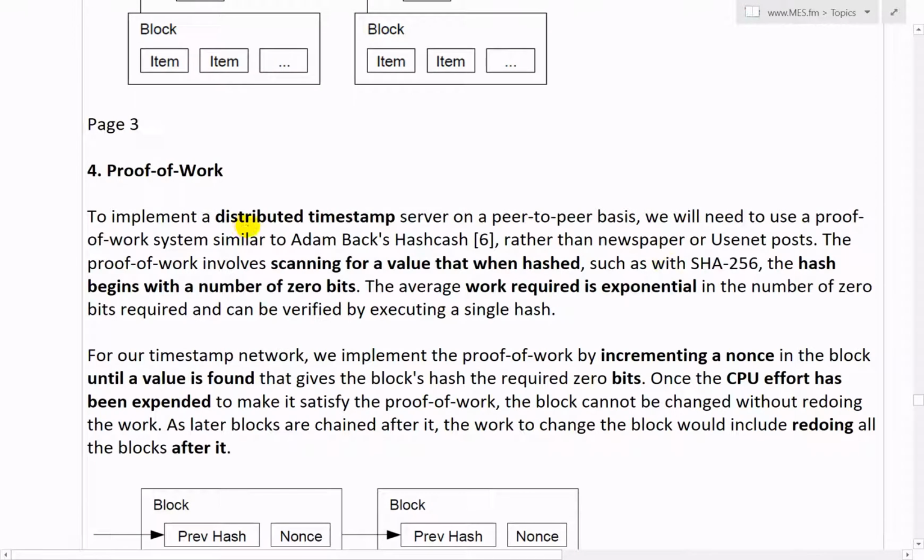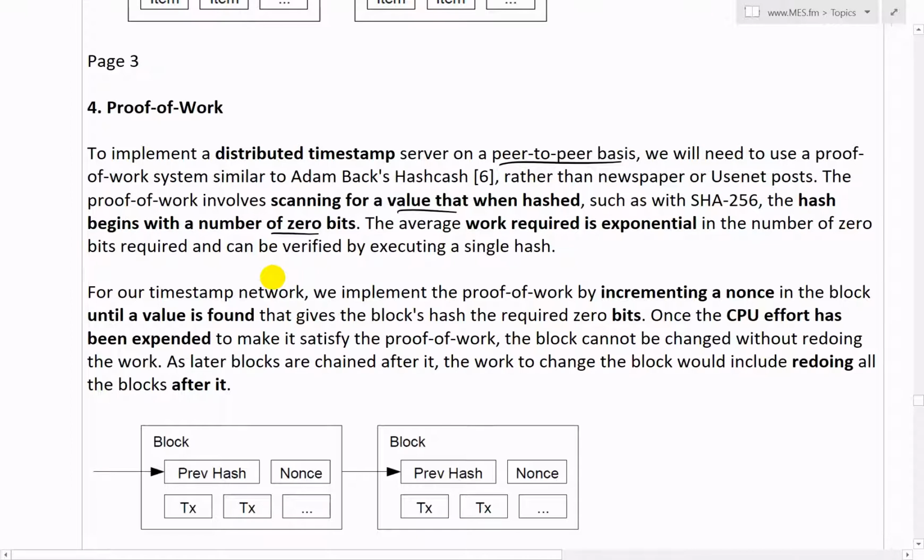So, proof of work. To implement a distributed timestamp server on a peer-to-peer basis, we will need to use a proof of work system similar to Adam Back's Hashcash, rather than newspaper or Usenet posts. The proof of work involves scanning for a value that, when hashed, such as with SHA-256, the hash begins with a number of 0 bits, and again, a bit is a unit of information. I'll go over it a bit later as well. The average work required is exponential in the number of zero bits required, and can be verified by executing a single hash. And remember, with cryptographic hash functions, it's a one-way function, very easy in one way, very hard in the other.